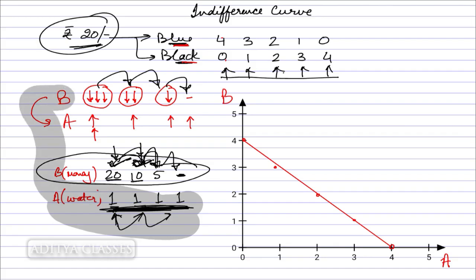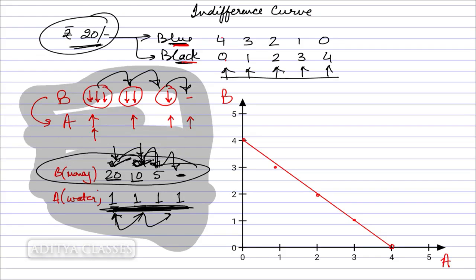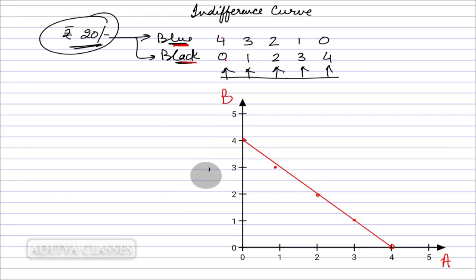Now, when we are studying indifference curves, this marginal rate of substitution also kicks in. What we saw here was a linear replacement. For every unit of A, I was ready to part with a unit of B.